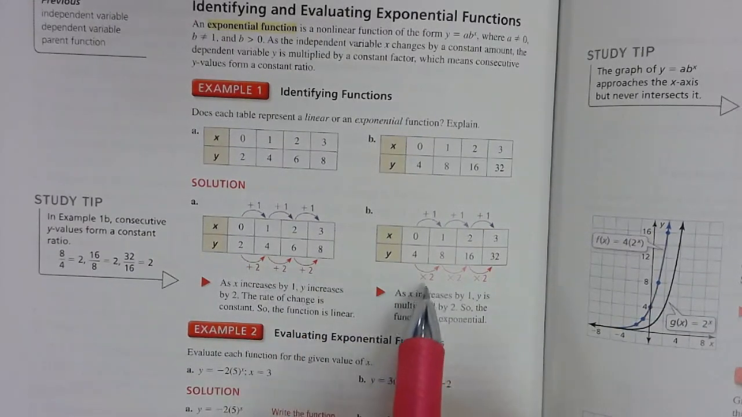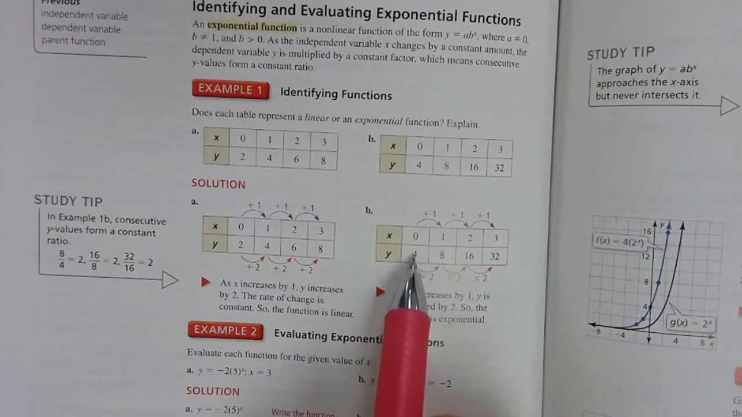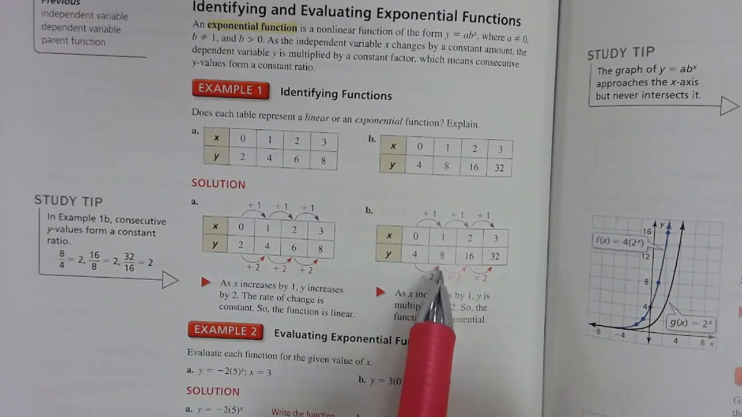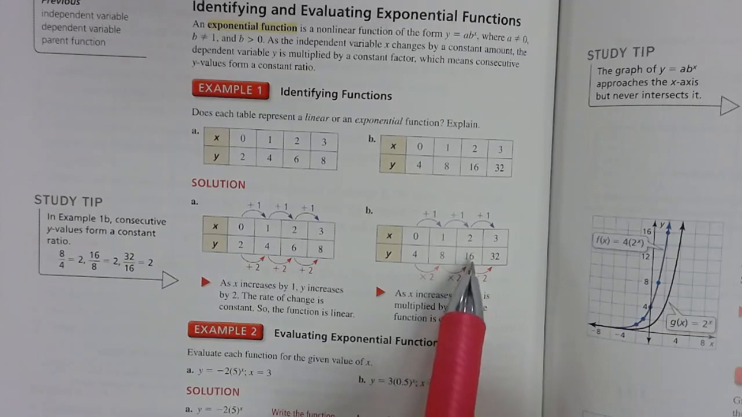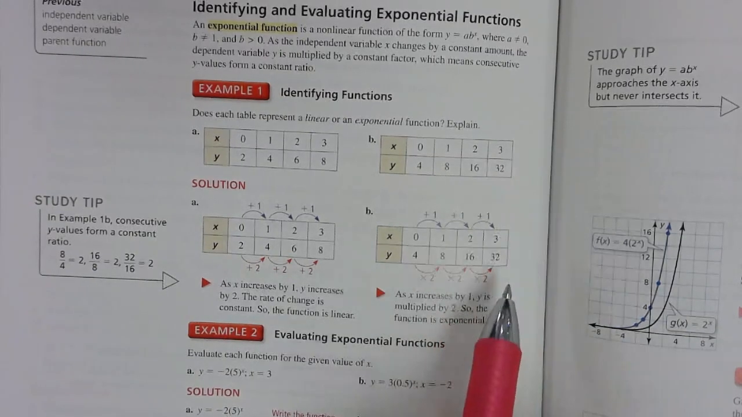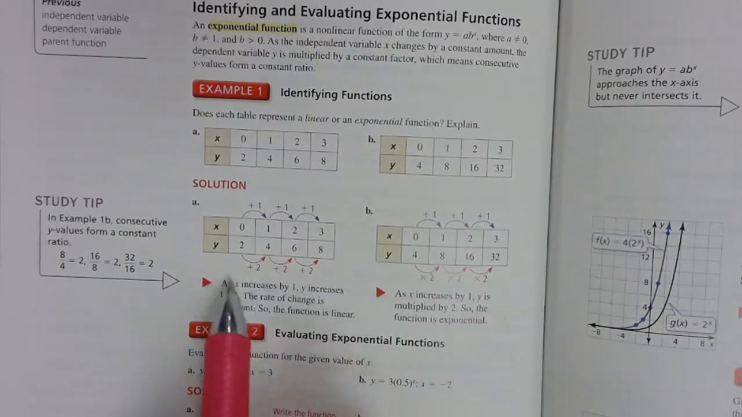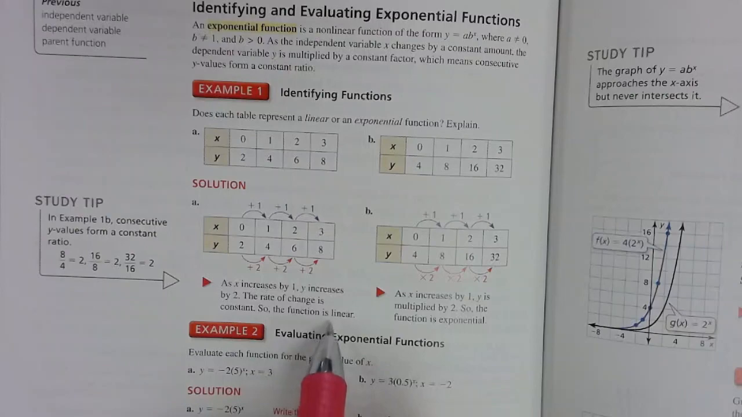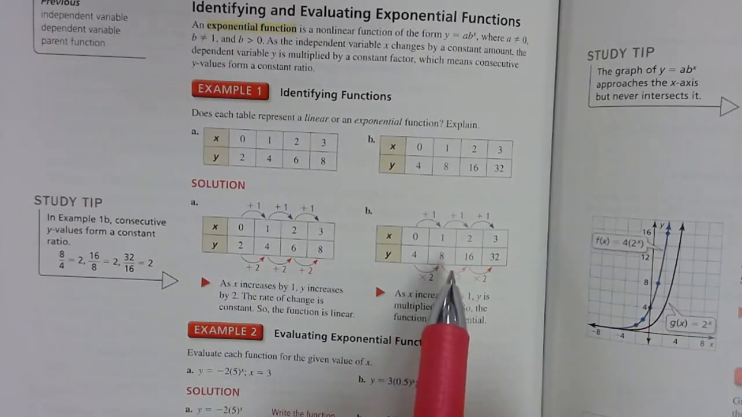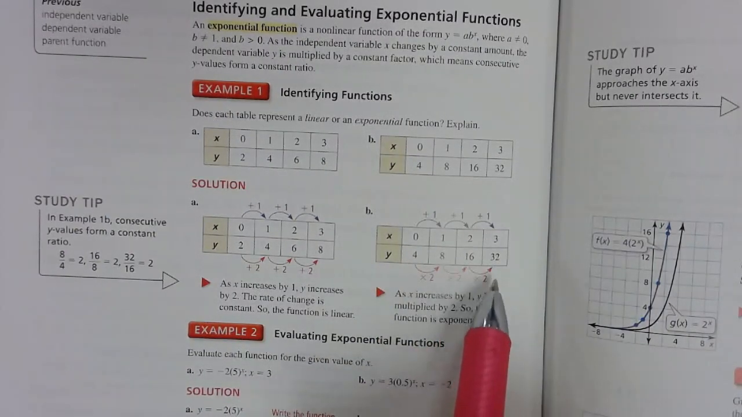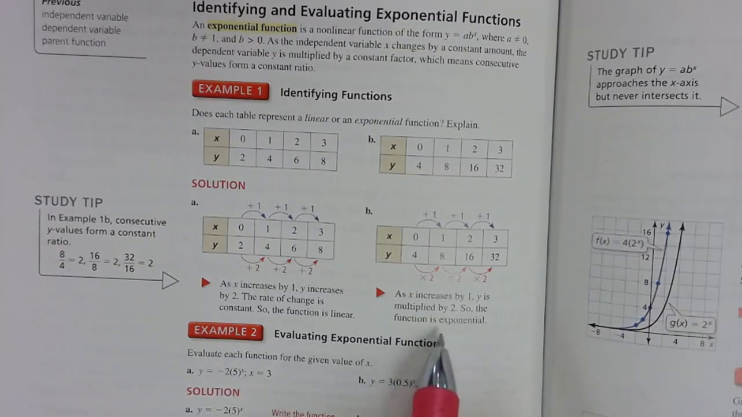So let's look at multiplication. If I multiply this by 2, it becomes 8. If I multiply this by 2, it becomes 16. If I multiply it by 2, it's 32. So the rate is constant. However, instead of addition, like it is for linear, it's multiplication. And if it's multiplied by a constant rate, then the function is exponential.